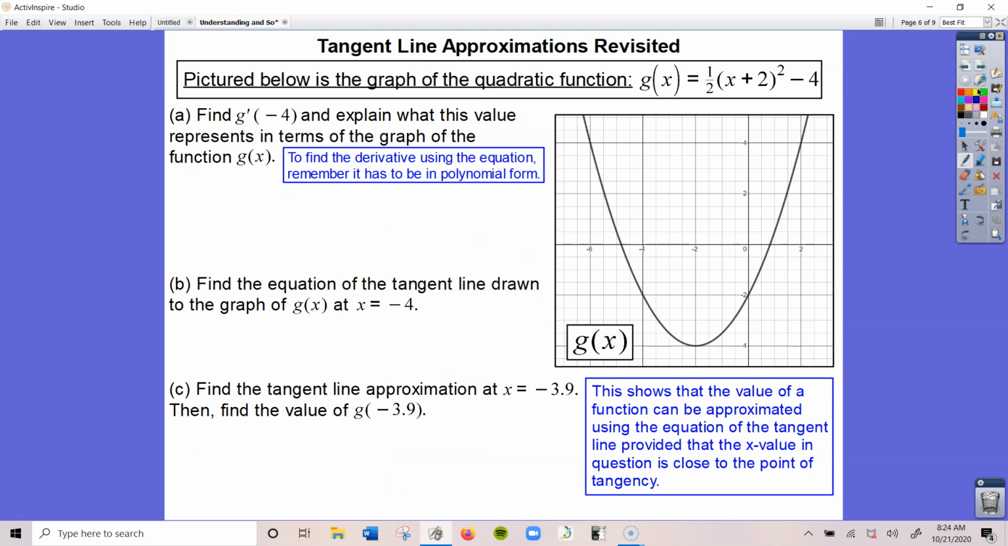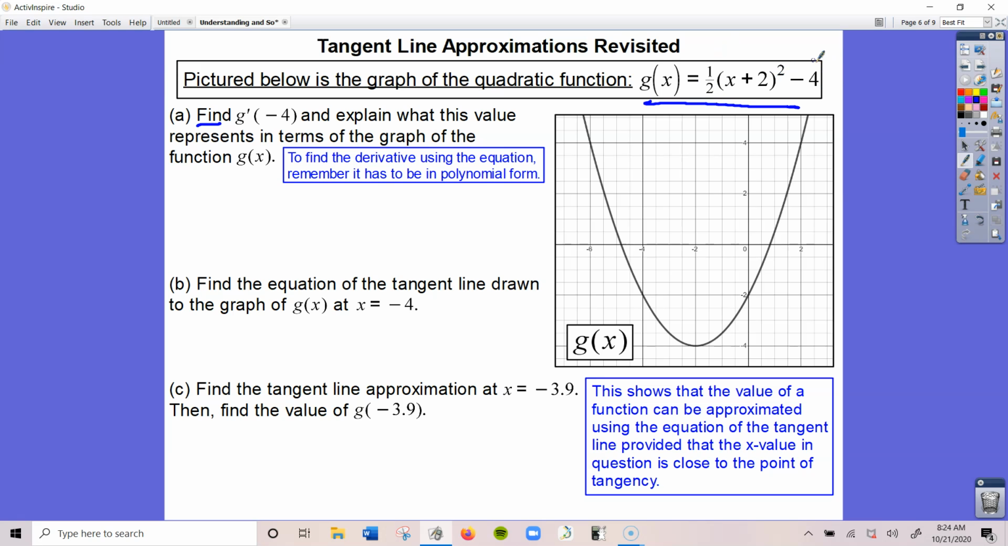Let's just keep on practicing. So here we have the graph of the function, so not the derivative. And additionally, we're given the equation of the function. So if I want to find g prime of negative 4, that means I'm actually looking for the derivative value. I am not estimating. And so since I have g of x, I'm able to find this derivative.